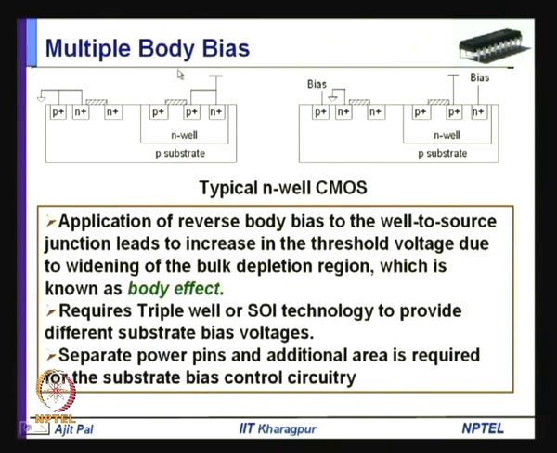The fourth technique is multiple body bias. As you know, normally the substrate is connected to the source and then it is grounded. Here is a P plus region connected to the source and grounded. Similarly, the N well is connected to VDD with the help of an N plus region formed in this N well. This is what is done normally, and in such a case we say that there is no bias, or the body bias is 0.